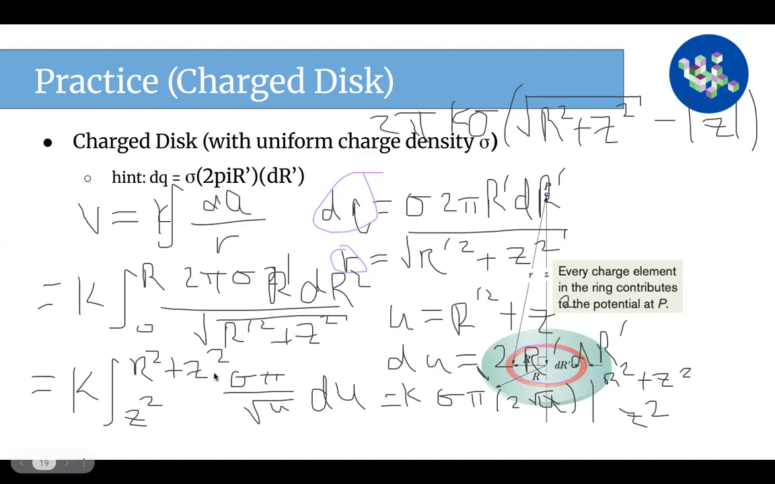Yeah, I think that's correct. Excellent job, that was perfect. So just to recap, you're going to integrate in rings across this disk. So you can write your dq using this, and your r would be this, and then after that, it's just a matter of working out this integral right here. Great work.